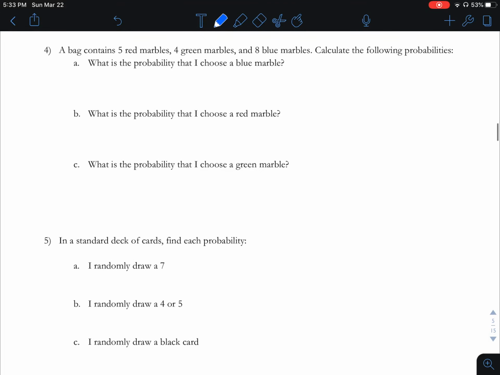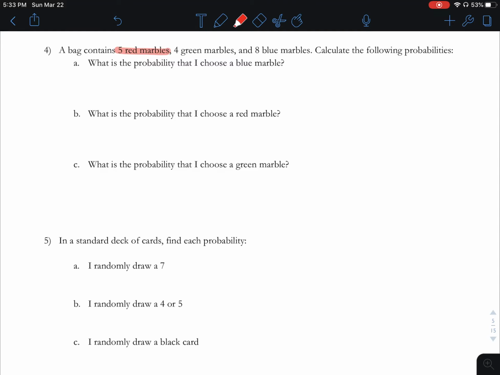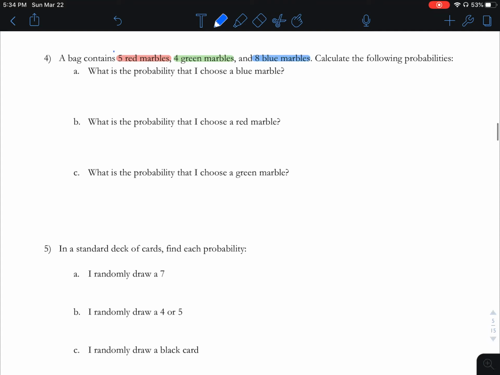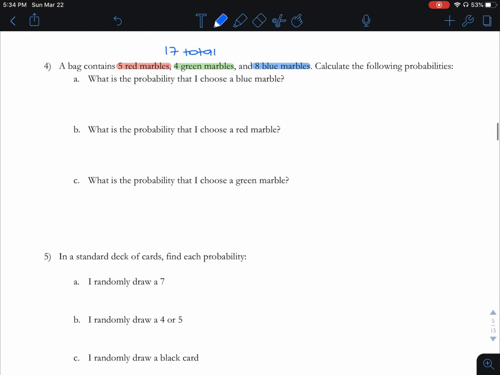All right, let's talk about number 4. A bag contains 5 red marbles, 4 green marbles, and 8 blue marbles. In order for me to start any of these problems, I need the total amount that I could possibly have. Well, I'm going to add those up. How many marbles do I have? So I have 5, 4, and 8. If I add those up, I get 17 total marbles that I could pull from.